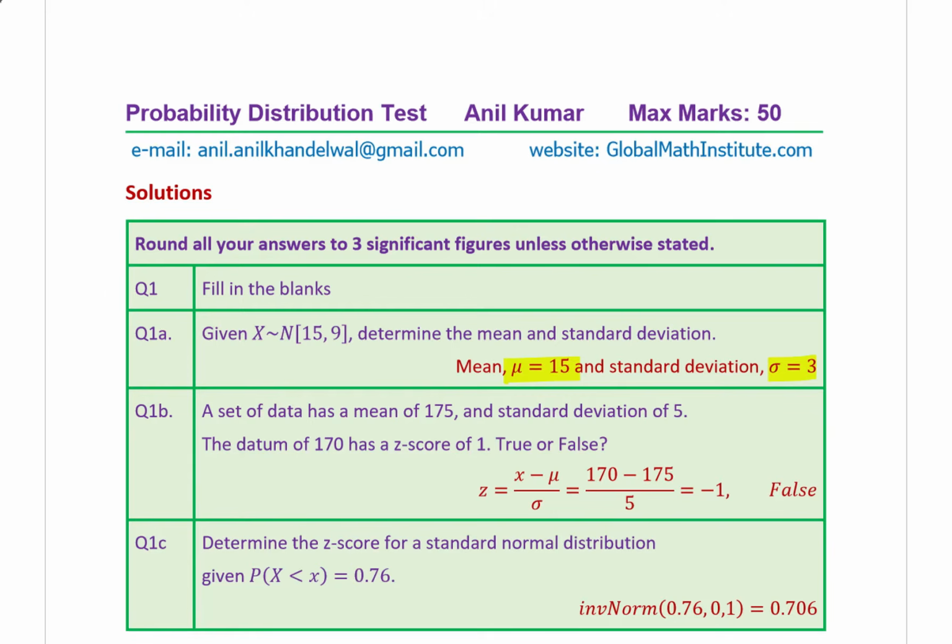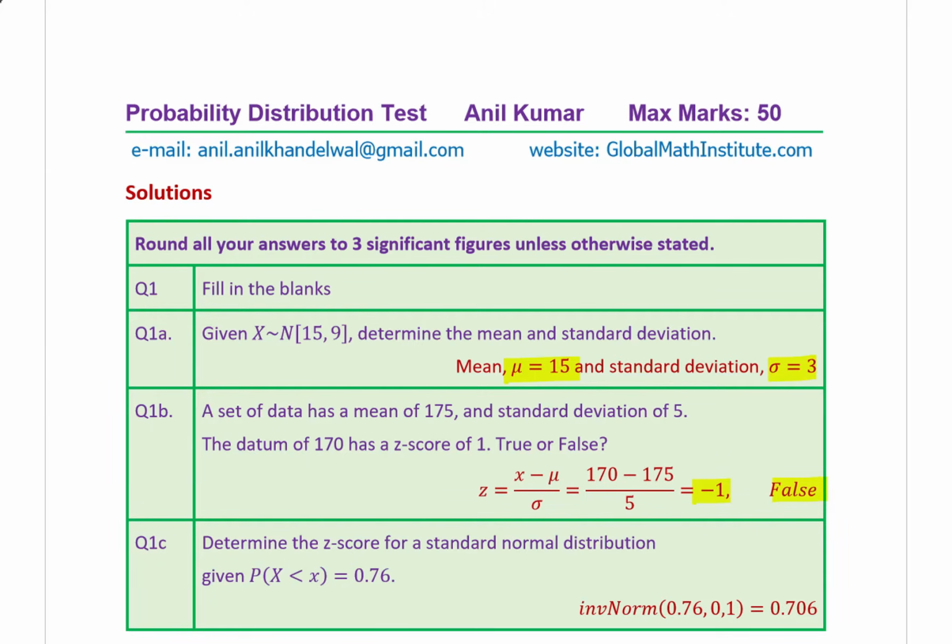1b. A set of data has a mean of 175 and a standard deviation of 5. The datum of 170 has a z-score of 1. True or false? Well, you can calculate the z-score using this formula, z equals x minus mu over sigma. Basically, it is a transformation which maps this onto a normal distributed graph, right? So it is 170 minus 175 over 5. When you calculate that, you get minus 1, not 1. So this is false.